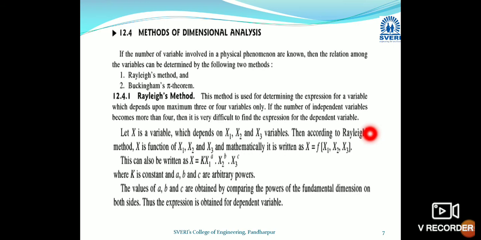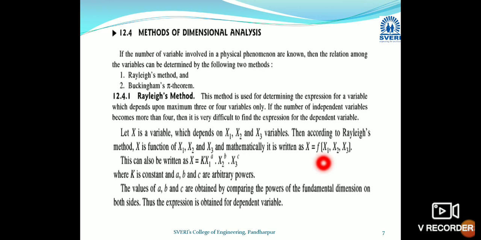Today we'll go for the explanation of Rayleigh's method. This method is used for determining the expression for a variable which depends on a maximum of 3 or 4 variables only. If the number of independent variables becomes more than 4, then it is very difficult to find.